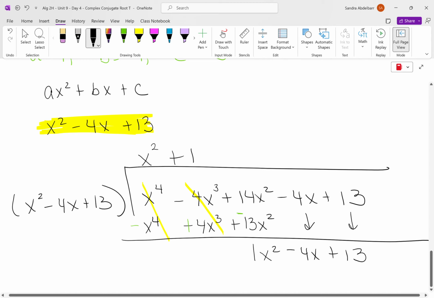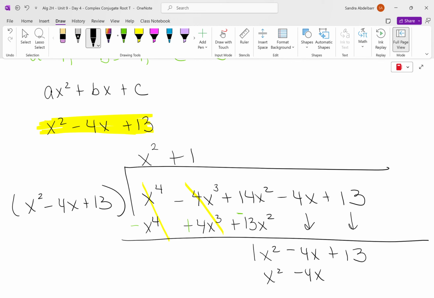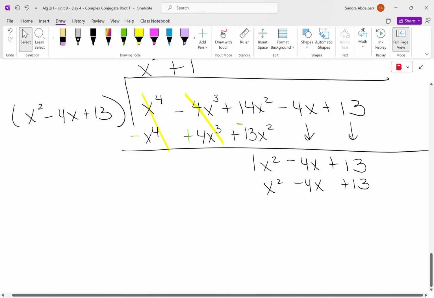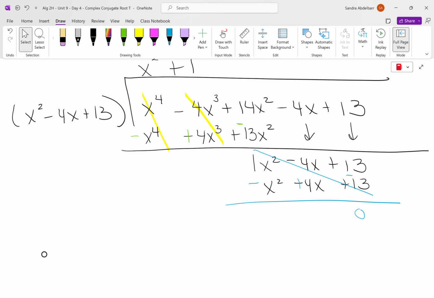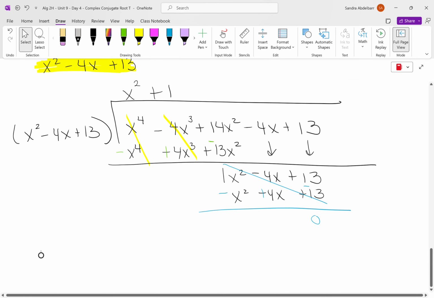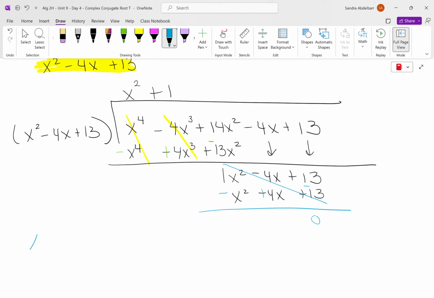So x squared times what will give me x squared? 1. We're going to distribute that in. And because we are subtracting, we change all of the signs. And what happens? Everything cancels out to 0. Should it cancel out to 0? Does that make sense? Yeah, why? It has to. Philip? Because it's a factor, exactly. If it didn't, that means we did something wrong somewhere.